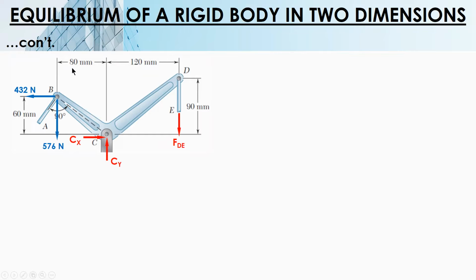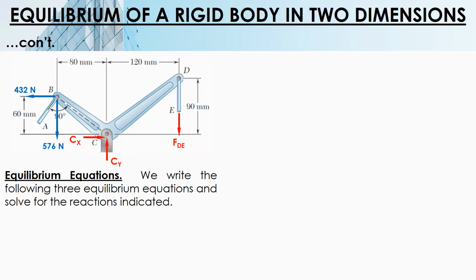So since all forces are either horizontal or vertical, we can now use the equilibrium conditions. So we write the following three equilibrium equations and solve for the reactions indicated. Summation of force along x equal to 0. You only have two forces now. To the right, positive. So we have Cx minus 432. Therefore, Cx is directed to the right. Since it is positive, our assumption of right is correct. So, right.